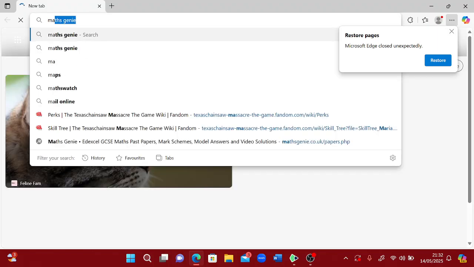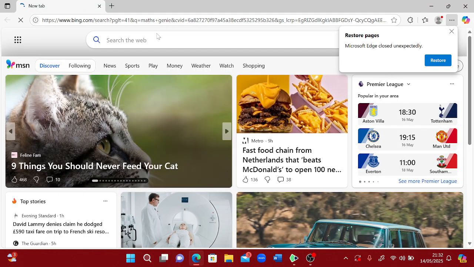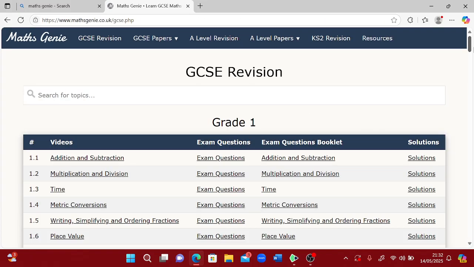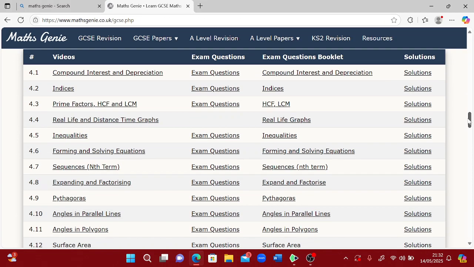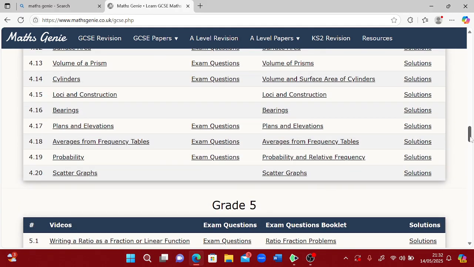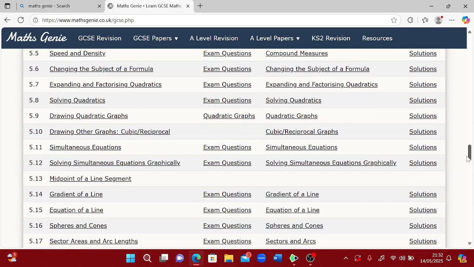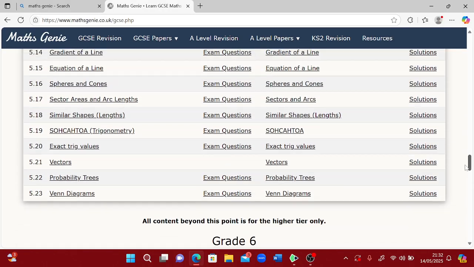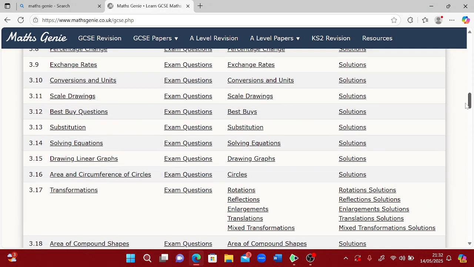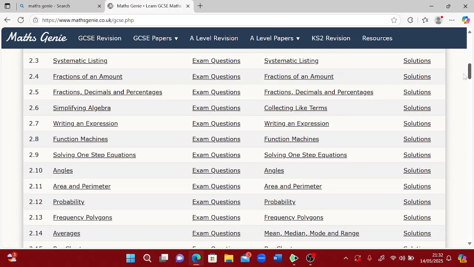So let's look at Maths Genie. By the way, I do really recommend this website if you haven't seen it already. It breaks down every topic into grades and gives you questions and videos to explain stuff. Algebra shapes. A little bit vague, but I'll try and see what you mean.